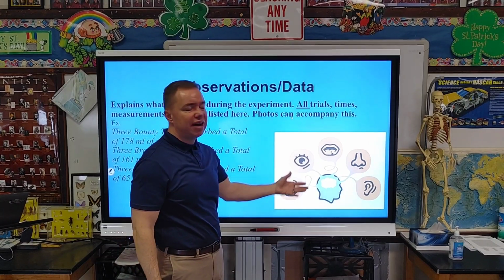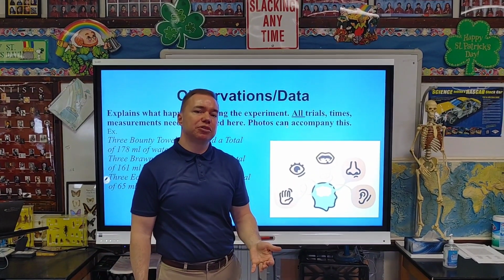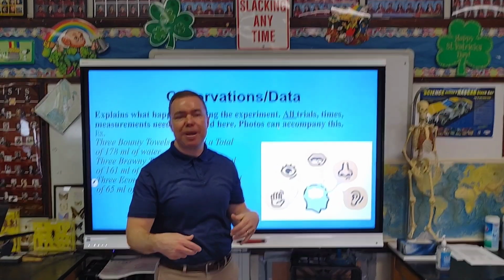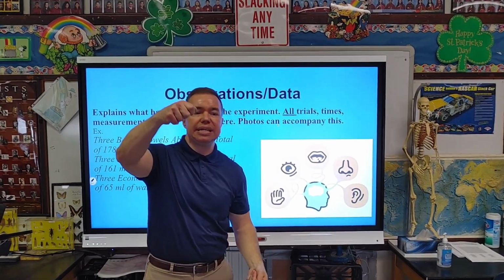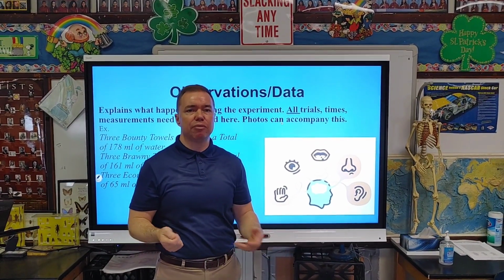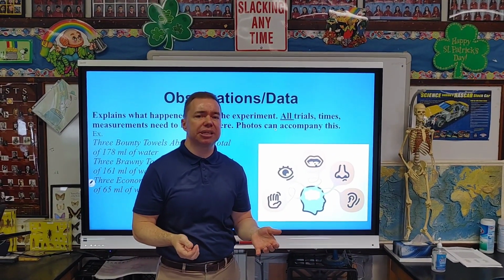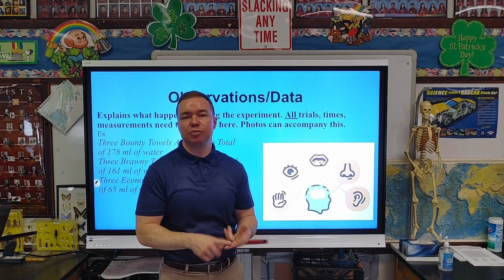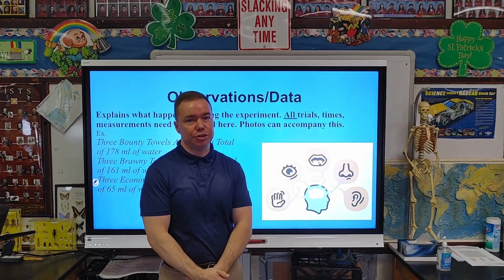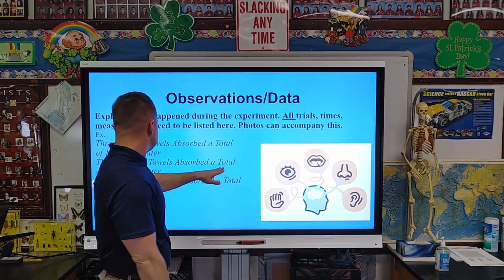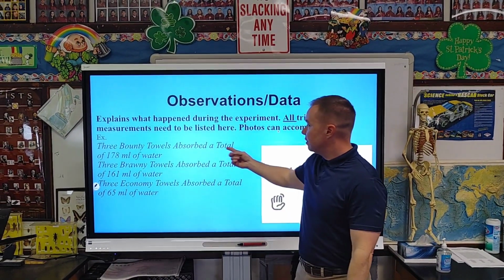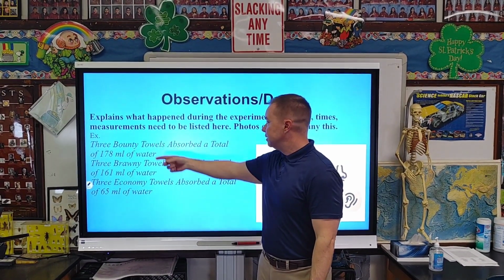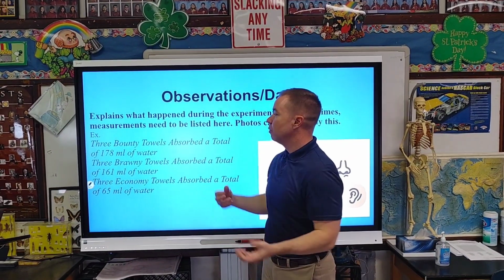Using your 5 senses when you're making your observations, what did you see? What do you smell? What do you hear? What do you touch? If you're just doing measurements, what was the time? What was the centimeters, etc.? Remember, when you're doing measurements, use the metric scale. Don't put inches or feet. Make sure it's centimeters, meters, because that's what we do in science. For example, 3 Bounty towels absorbed a total of 178 milliliters. I said how many towels there were.